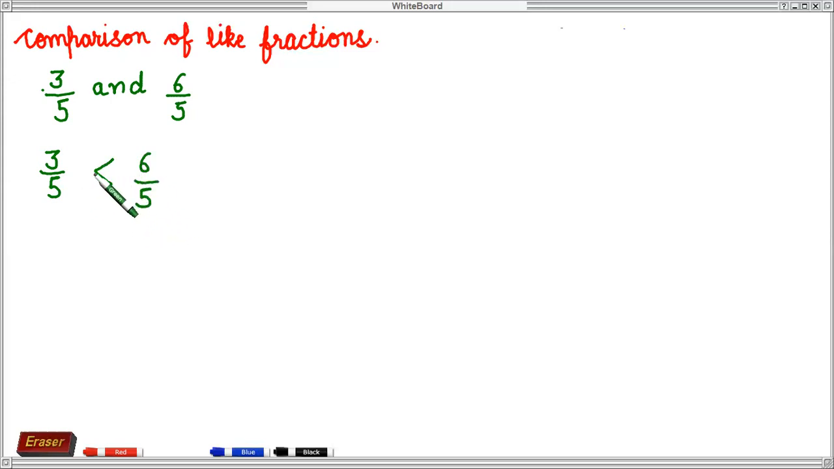So this sign will open at this side because this is greater. 6 is greater than 3. We can take one more example.